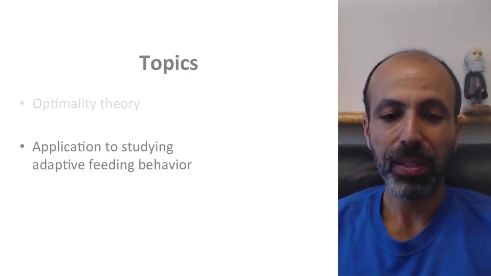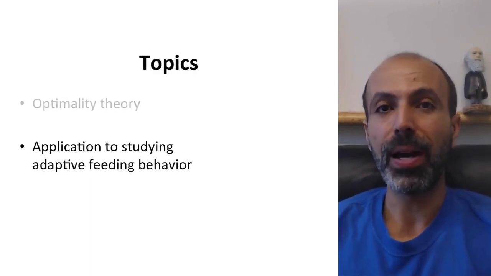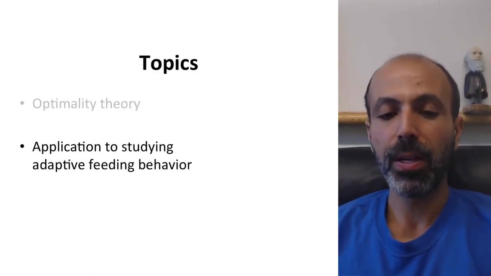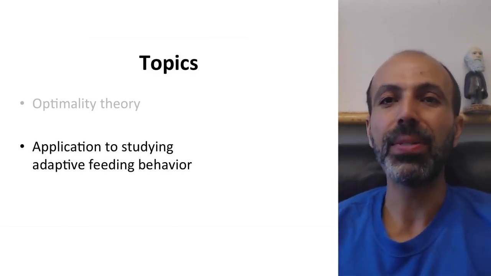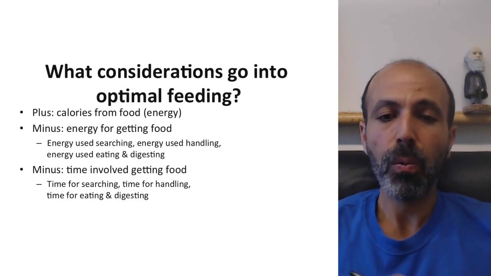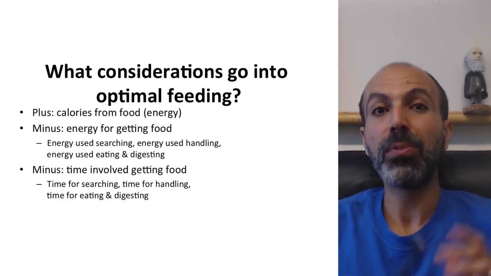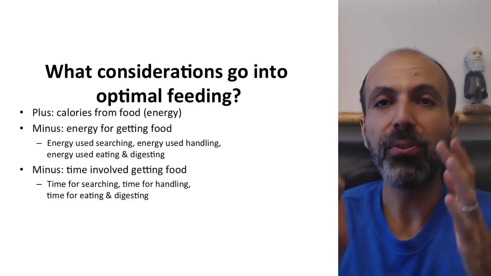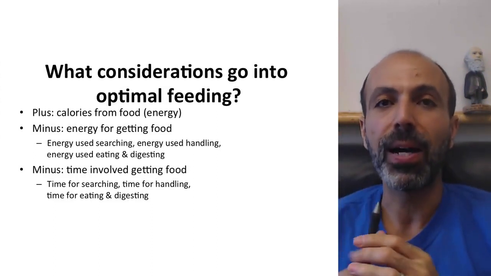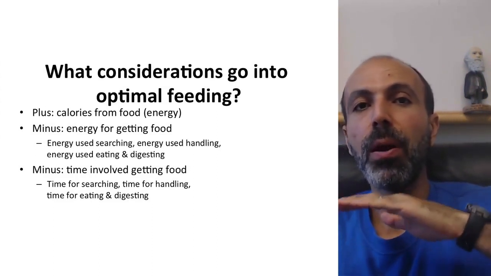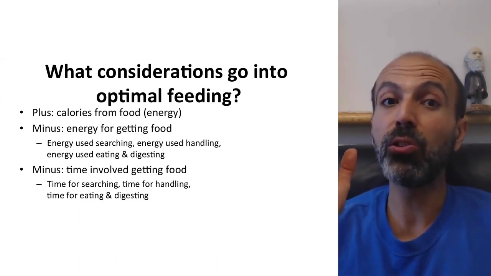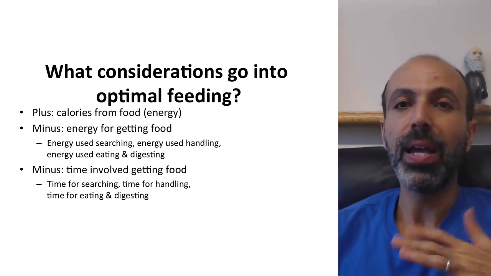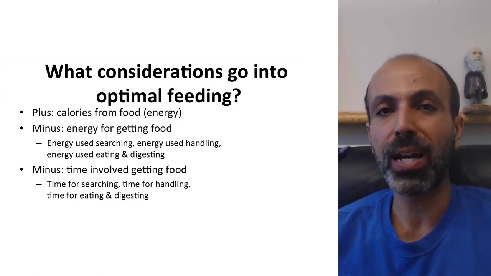So let's look at applying optimality theory to studying adaptive feeding behavior, but let's try to be careful not to be overly adaptationist. So what considerations go into optimal feeding? Well, if you want to feed, and again, you want to do it as efficiently as possible, what you want to do is maximize energy while minimizing consumption of energy and time, right? So high energy per low unit of time is the best.